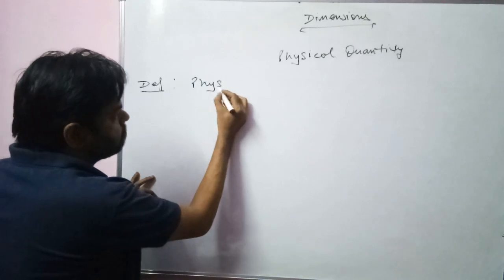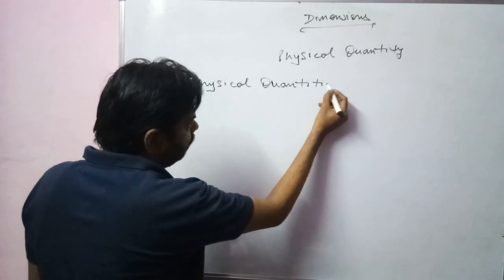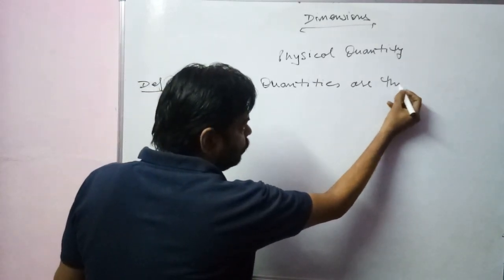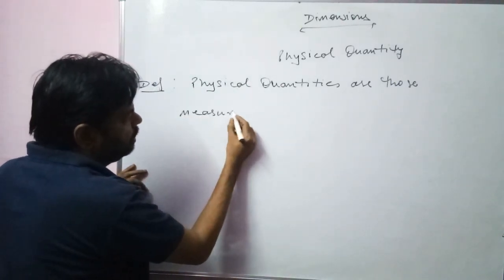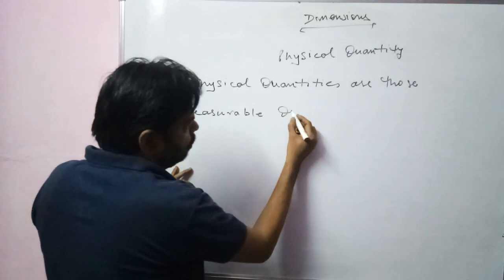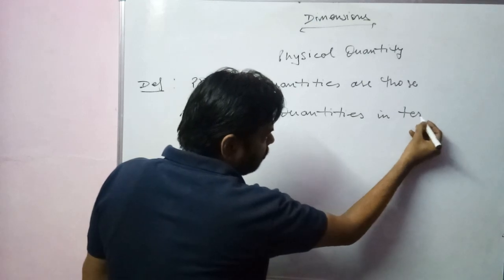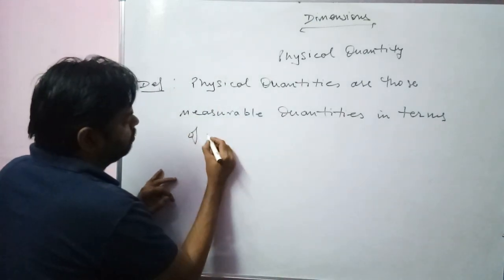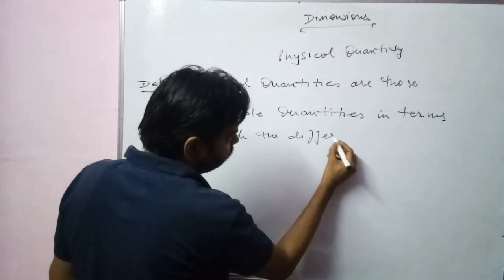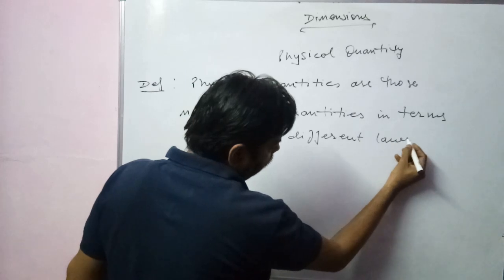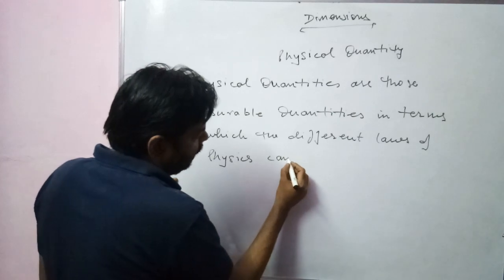Physical quantities are those measurable quantities in terms of which the different laws of physics can be studied.